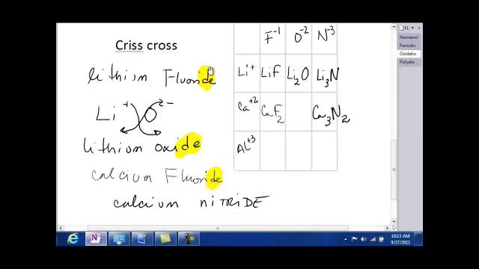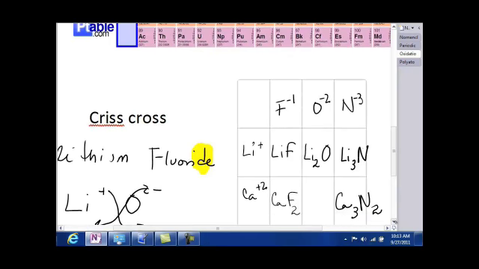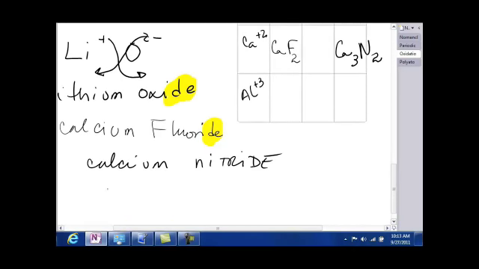who? Who were they again? If my metals were, which metals are we talking about? Group 1A. Everybody in group 1A, like lithium, sodium, potassium, they're all going to be +1s. Group 2A, everybody in group 2A is going to be what? +2.